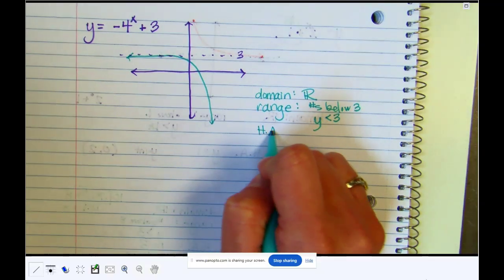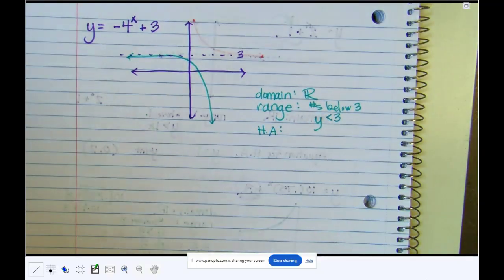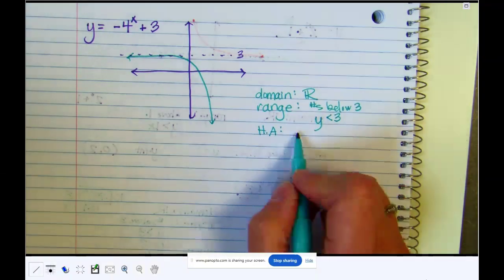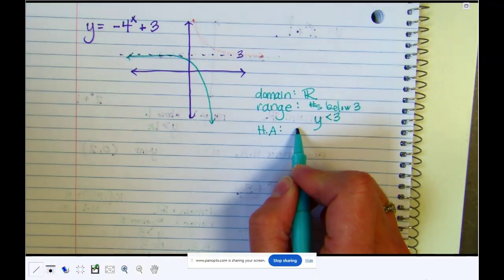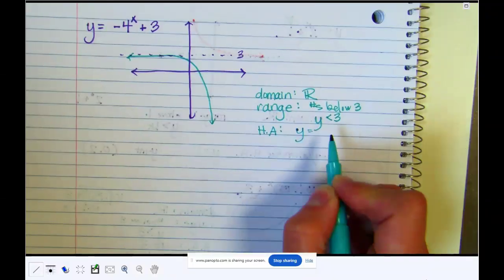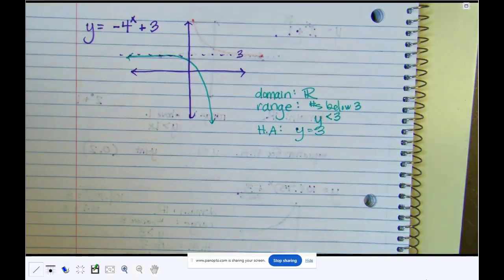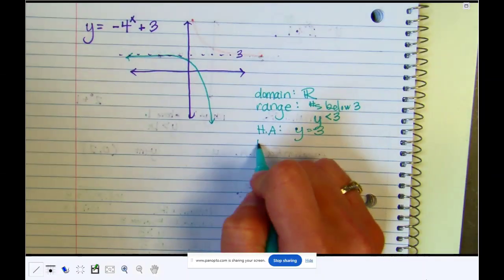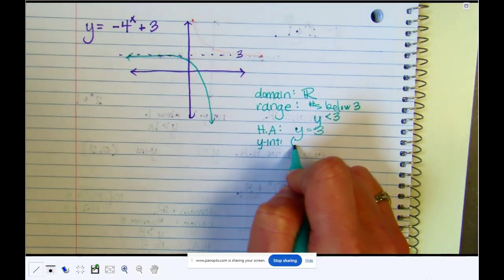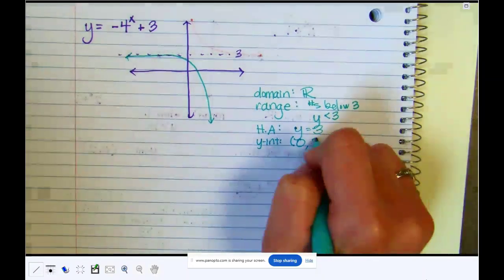Okay. So horizontal asymptote. 3. So equation. Y equals 3. There you go. Make sure that when you write horizontal asymptote, it's an equation. Okay. Now y-intercept. 0, 2. So 0, 2.